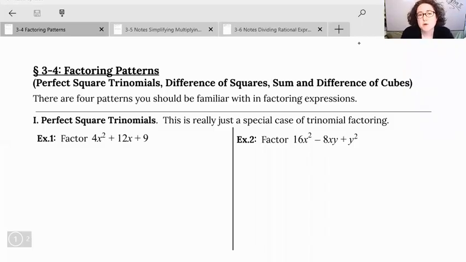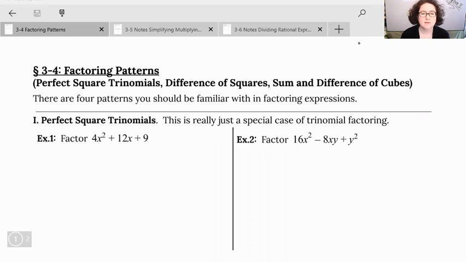In today's video, we're going to look at some additional factoring patterns that we can use. There's actually 4 patterns we're going to see today. One is perfect square trinomials, which is just a special case of the factoring we looked at last time. We have difference of squares, which is the subtraction of 2 terms.